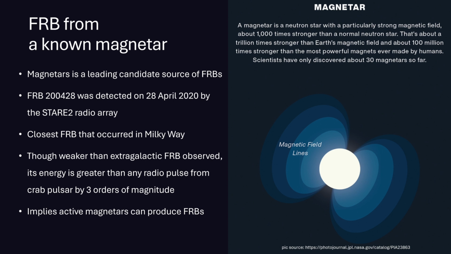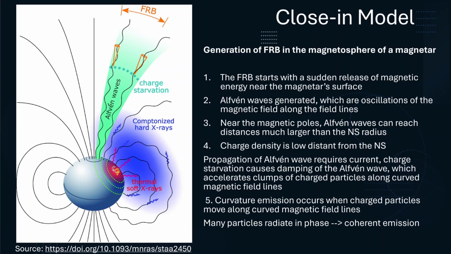Knowing what, where, and who produces fast radio bursts, the next question is how. So here I will brief about two models. One is the close-in model, and the other is the faraway model. They are proposed in different academic papers. Let's focus on the close-in model first.